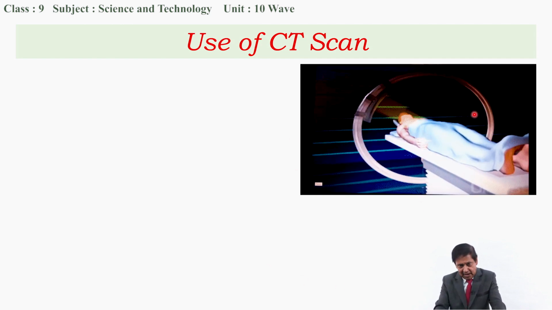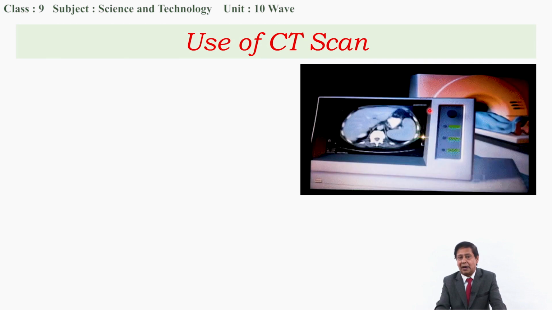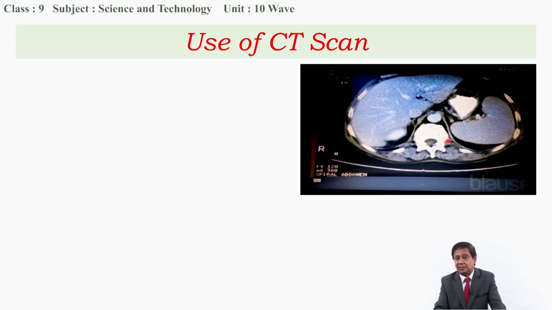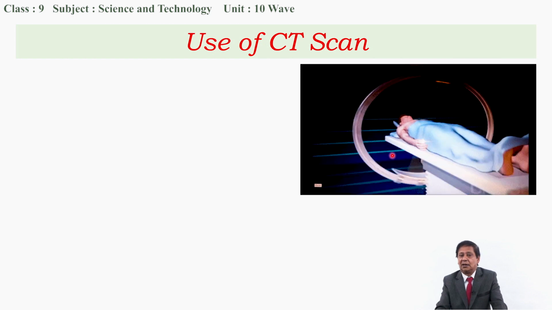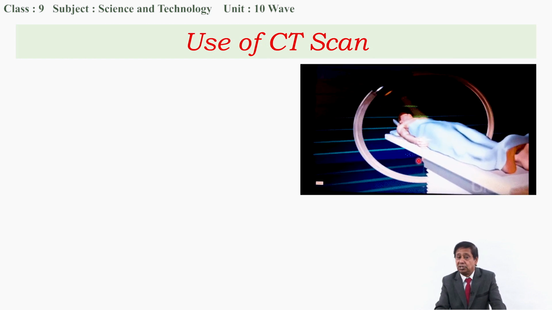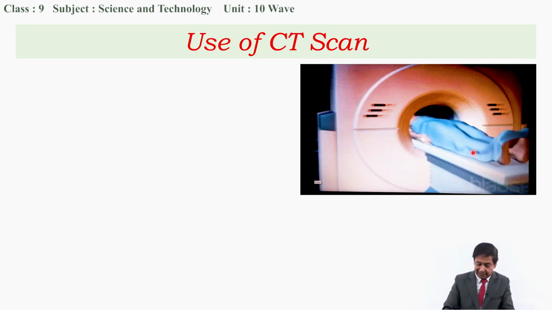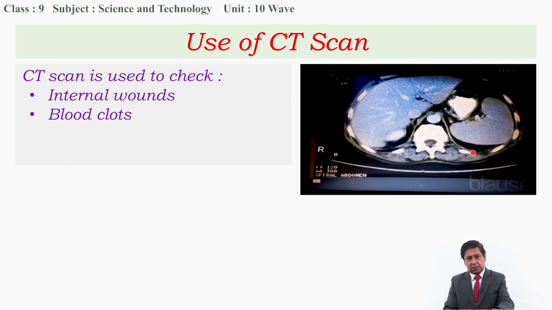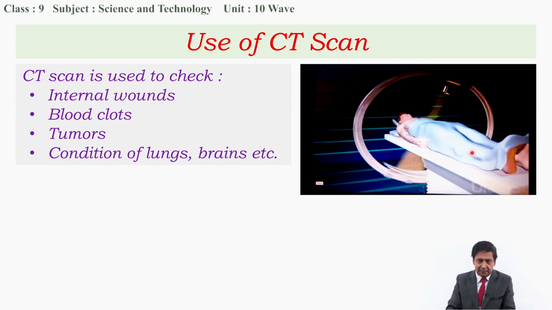Look at this. The X-ray machine is rotating in CT scan. It is targeted towards a particular organ because we are interested to know any fault on that organ or not. And then it displays the result on the screen. It finds the photograph of that targeted part on the screen. This way, the particular organ can be checked nicely. Okay, CT scan is used to check internal wounds, blood clots, tumors, condition of lungs, brains, etc.